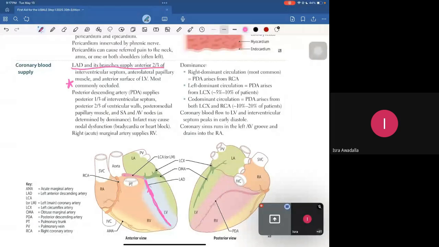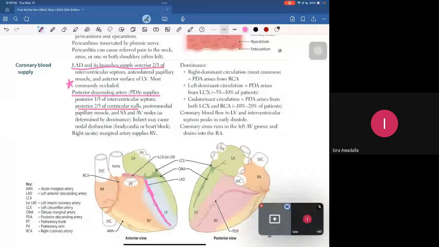And then, the interventricular septum has two parts. There is the anterior two-thirds and there is the posterior one-third. The posterior one-third is supplied by the posterior descending artery, and the posterior walls of the ventricles as well are supplied by the posterior descending artery. Right. So remember this thing. When the posterior descending artery is damaged, this is not as big of a problem as the front one. But there is one thing that is important. That is, the posterior descending artery supplies the SA and AV nodes of the heart. Right.